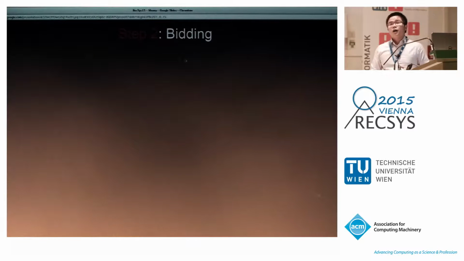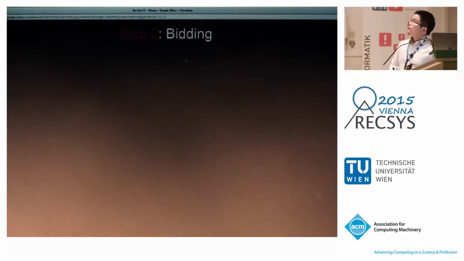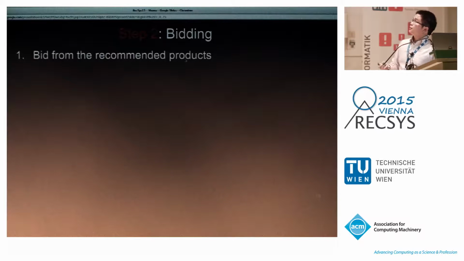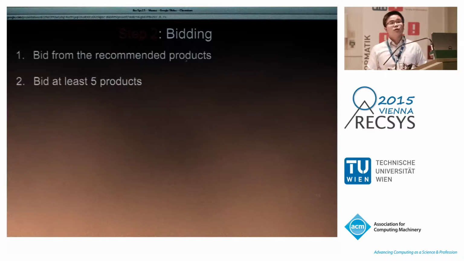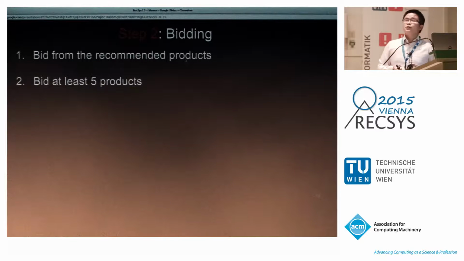Okay, so after step 1, the user will see a list of recommended items. Now the user is going to bid from the recommended products. Bidding means the user will find a product they like and specify the price they are willing to pay in order to get that product. The user needs to bid on at least 5 products. The reason we are doing this is we want to collect as many data points as we can.